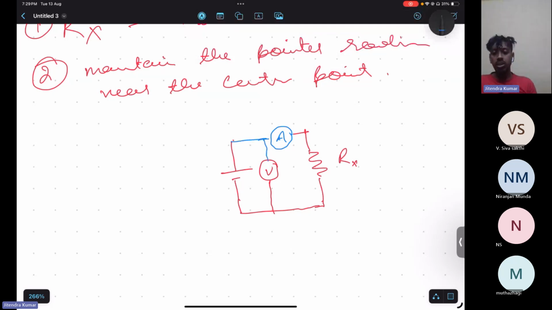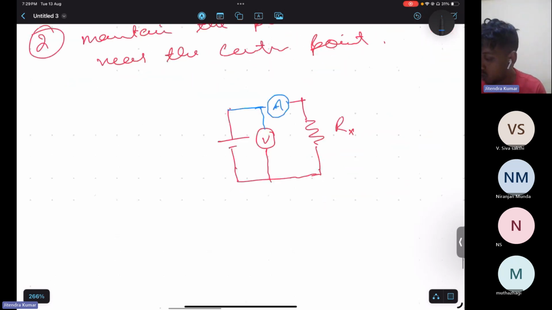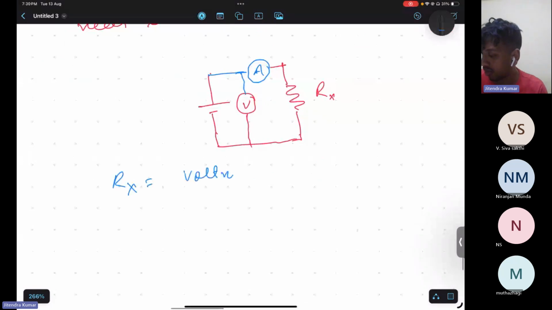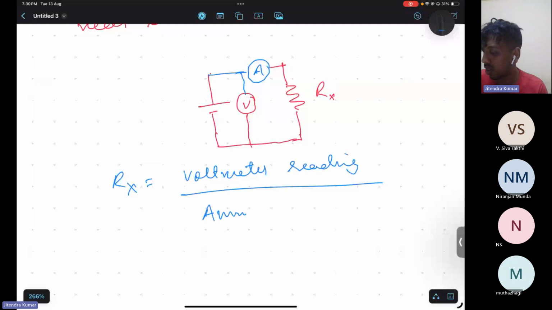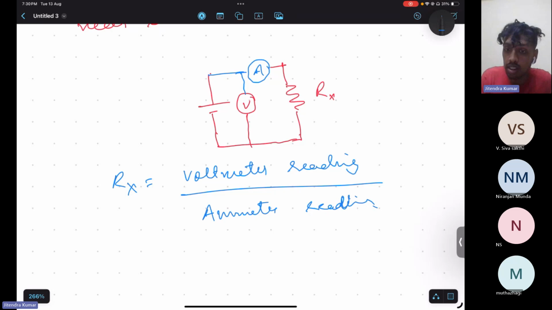And from the reading of the voltmeter and ammeter, Rx will be nothing but voltmeter reading divided by ammeter reading. But this is not ideal. This is not the ideal calculation.